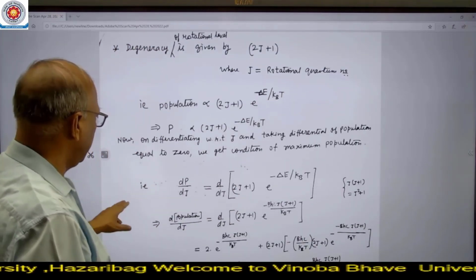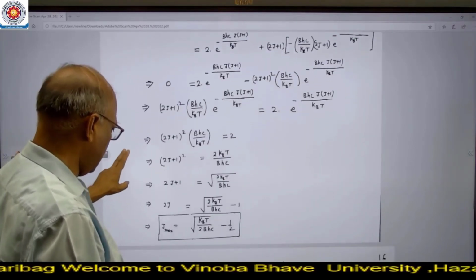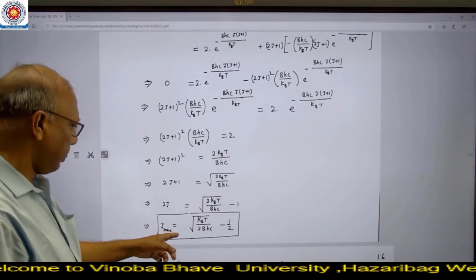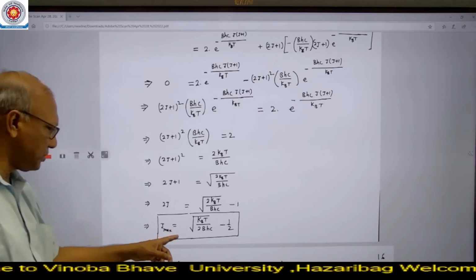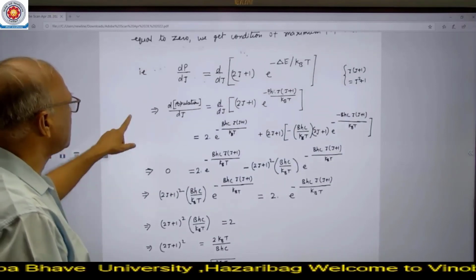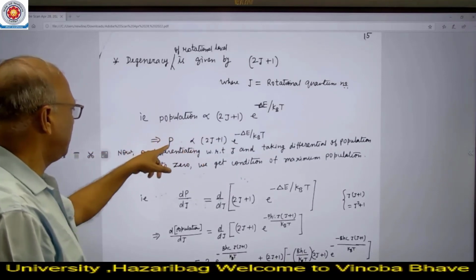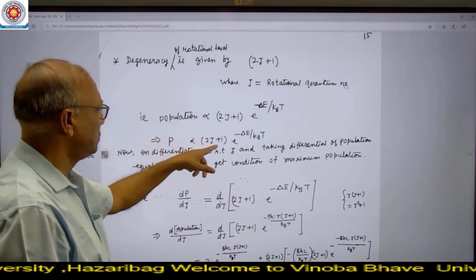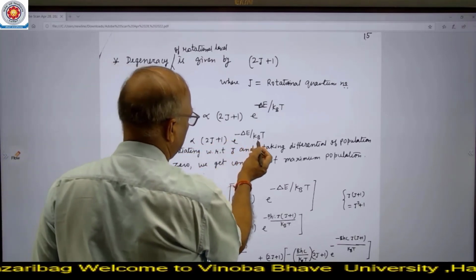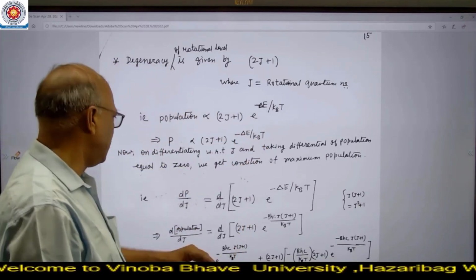Now there is another question in this part: what is the condition when maximum intensity is obtained? So we have to derive this formula: J max equals the square root of kT by 2Bhc minus half. For deriving this formula, we start from this point. The population, denoted by P, is proportional to 2J plus 1 times e to the power minus delta E by kT. Here k is the Boltzmann constant.